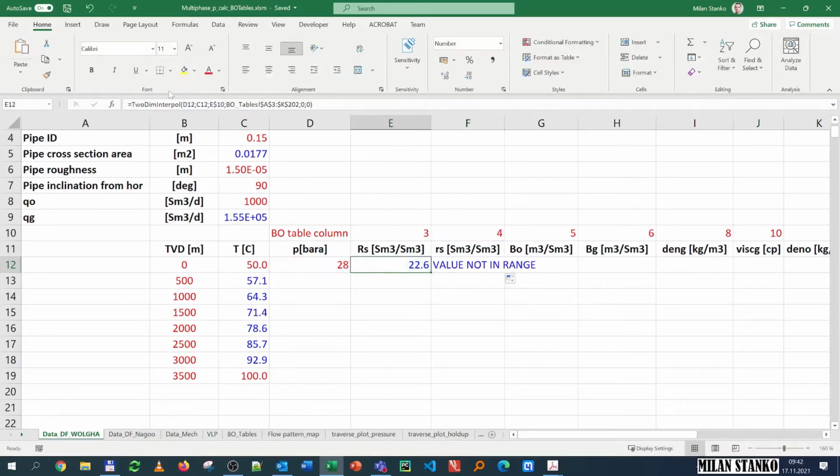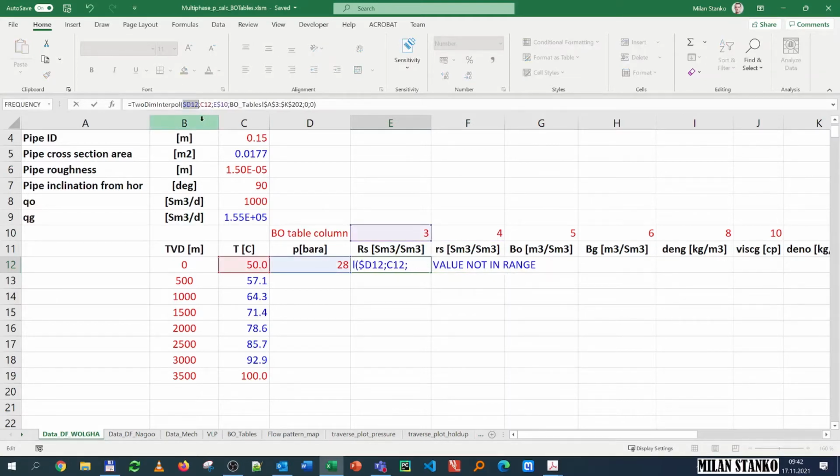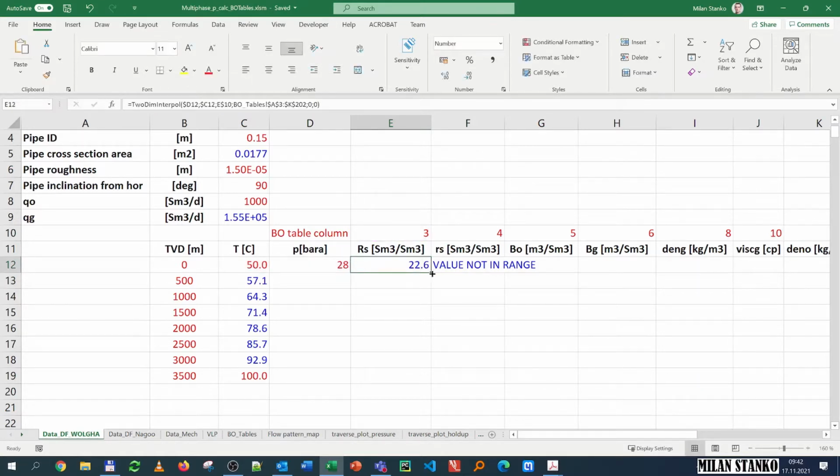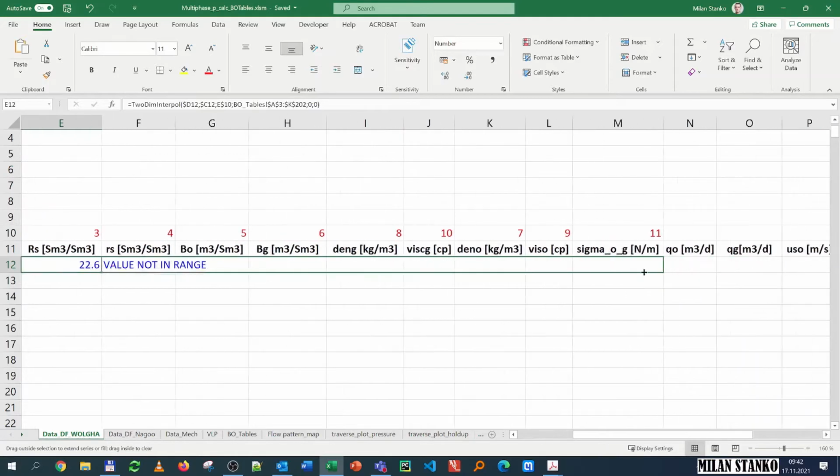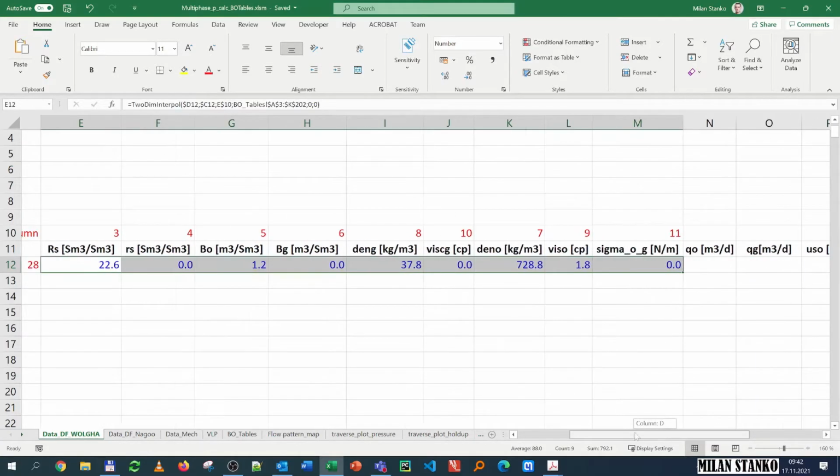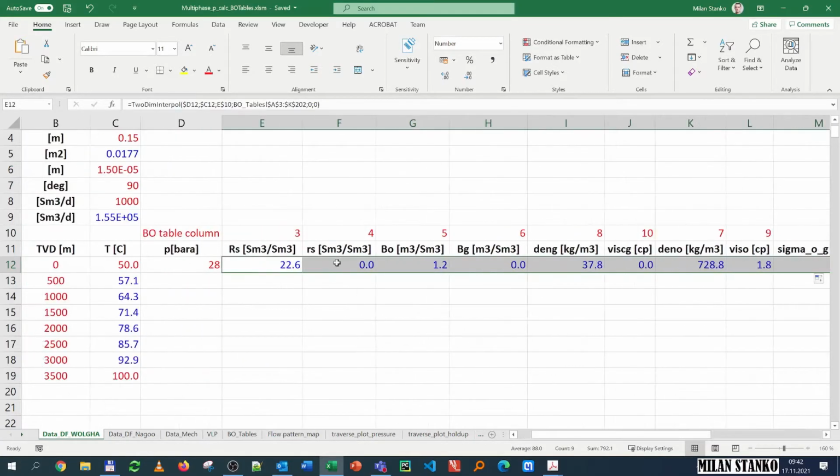So I have to block, I forgot to block pressure and temperature. Here I have to block the column, such that when I drag it to the right, it doesn't hop to the right, but I want it to go down. So I have to block the column, not the row. Then I drag it all the way to the right, and I successfully found all of my numbers.